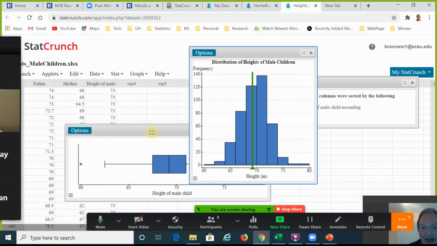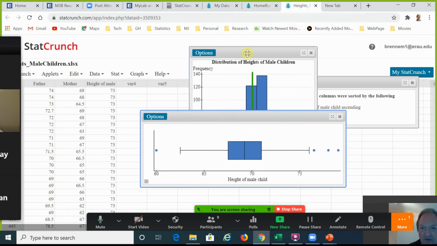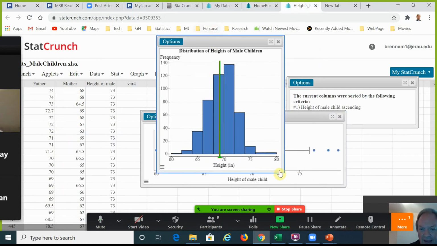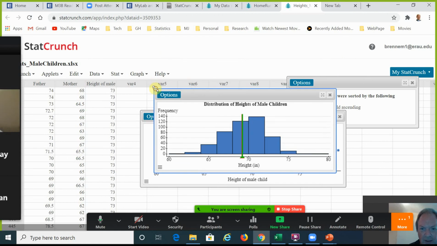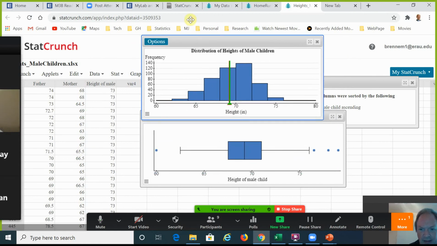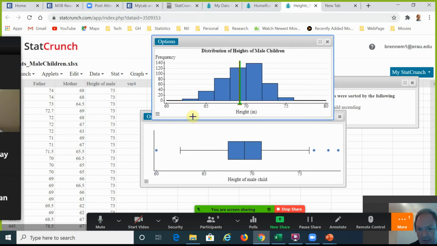Whereas if you go back to heights, you can see that the distribution of the quartiles is very similar. They're on both sides. You're not seeing data bunched up on one side or the other. And that's what the box plot's telling us.